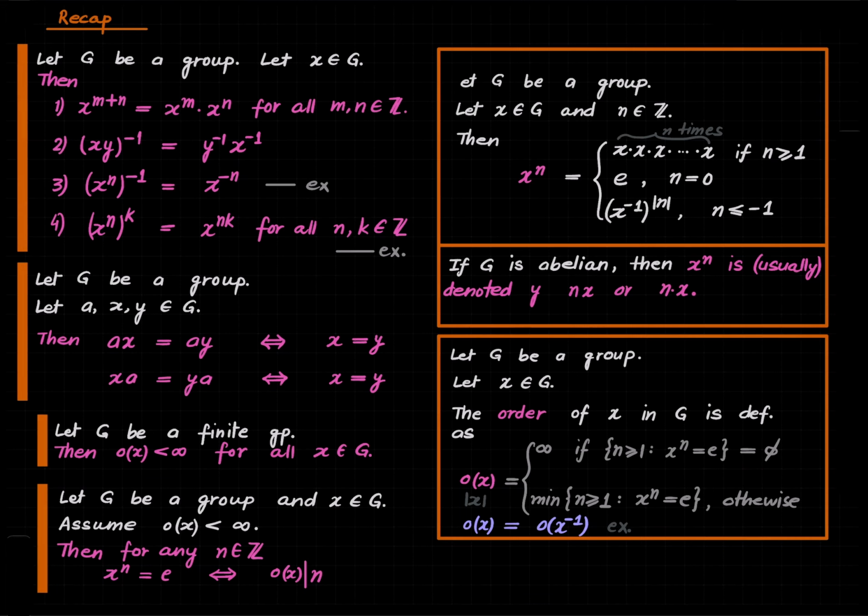So there is this exponential notation. If x is an element of a group G, then we write x squared to mean x times x, we write x cubed to mean x times x times x, and so on. And if we have negative exponents, for instance x to the power minus 3, then this means x inverse times x inverse times x inverse, which is to say that this is equal to x inverse to the power 3. And finally, if we have x to the power 0, then that is defined to be the identity of the group.